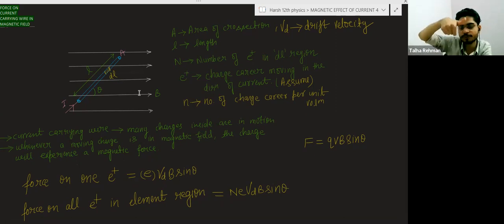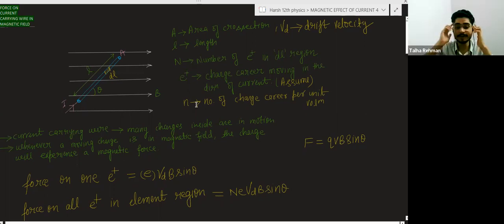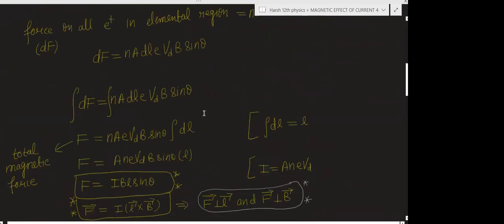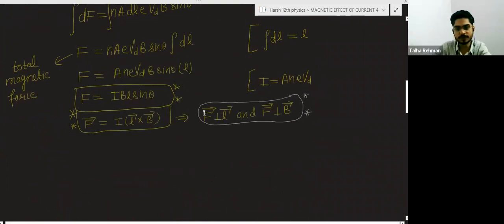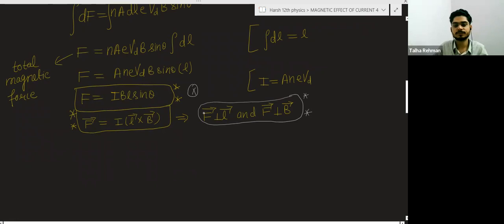So you will get the direction of the force. If something is going away from you, that means inward. Outwards, you will get the inwards. Add this in your notes also: the direction of the force will be inwards. This is cross.